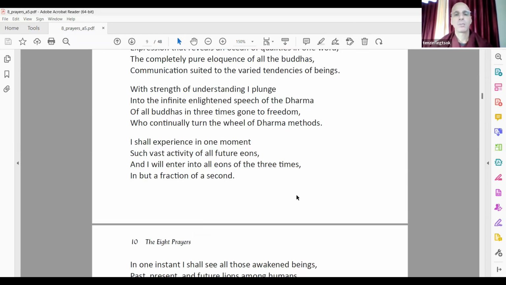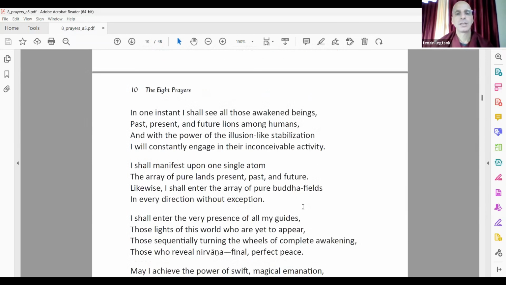I shall experience in one moment such vast activity of all future eons, and I will enter into all eons of the 3 times in but a fraction of a second. In one instant, I shall see all those awakened beings, past, present, and future lions amongst humans, and with the power of the illusion-like stabilization, I will constantly engage in their inconceivable activity.